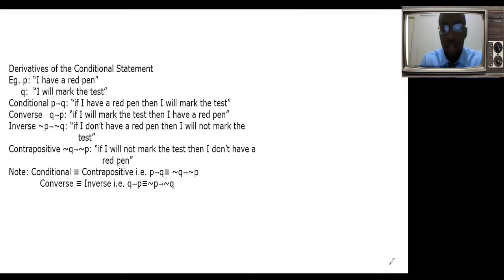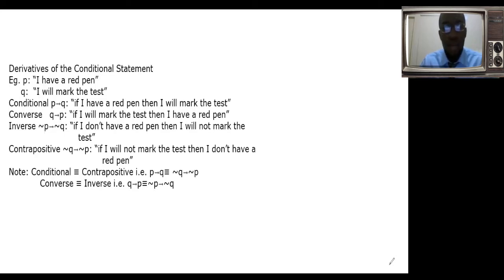If I have a red pen, then I will mark the text, right? If I have a red pen, then I will mark the text. So if I tell you, if I will not mark the test, then I don't have a red pen. That is the same thing, you know. Think about it. I have a red pen. If I have a red pen, then I mark the test. Or I can say, if I don't mark the test, then I do not have a red pen. It's the same thing I just said, but I just reword or restructure my words. So in the English language, we say paraphrasing. Alright, and so the conditional is equal to the contrapositive.